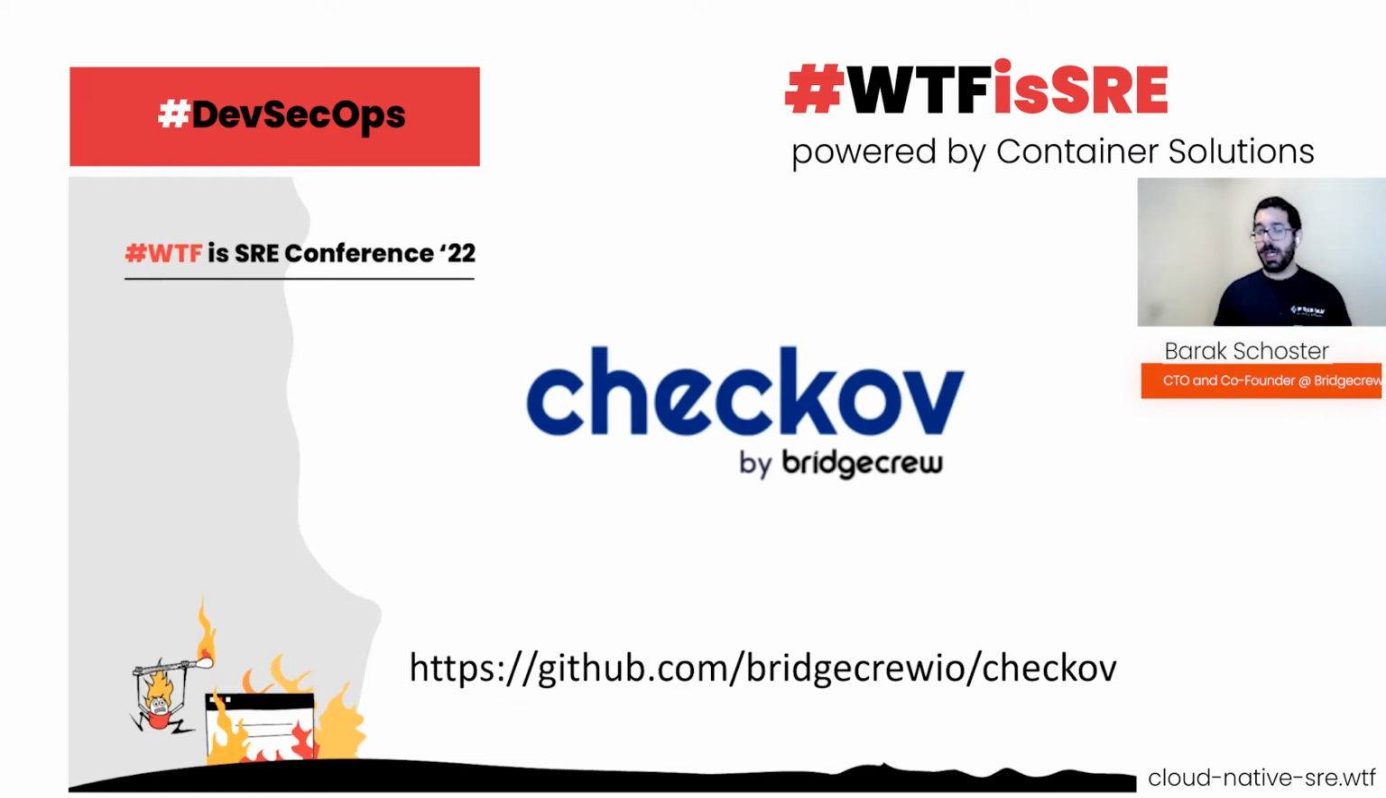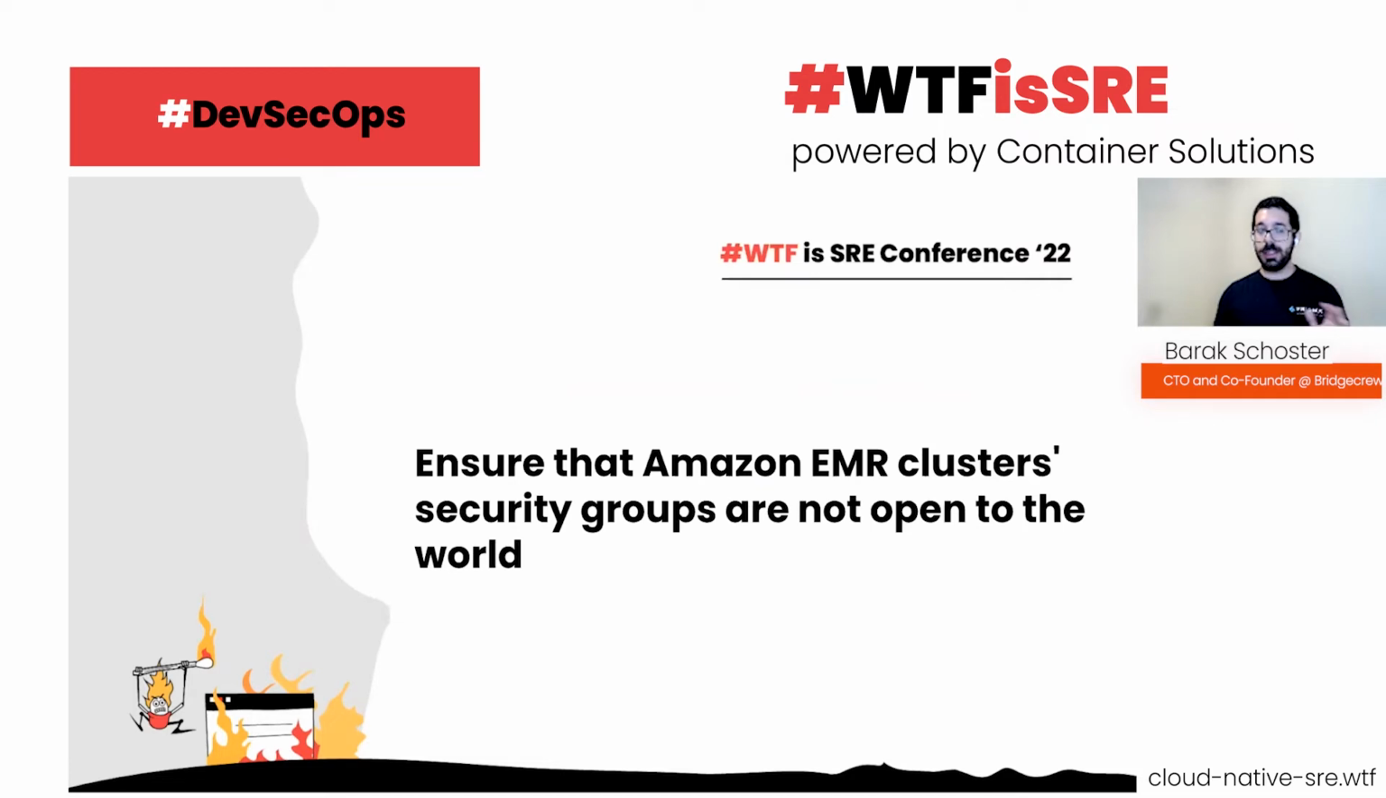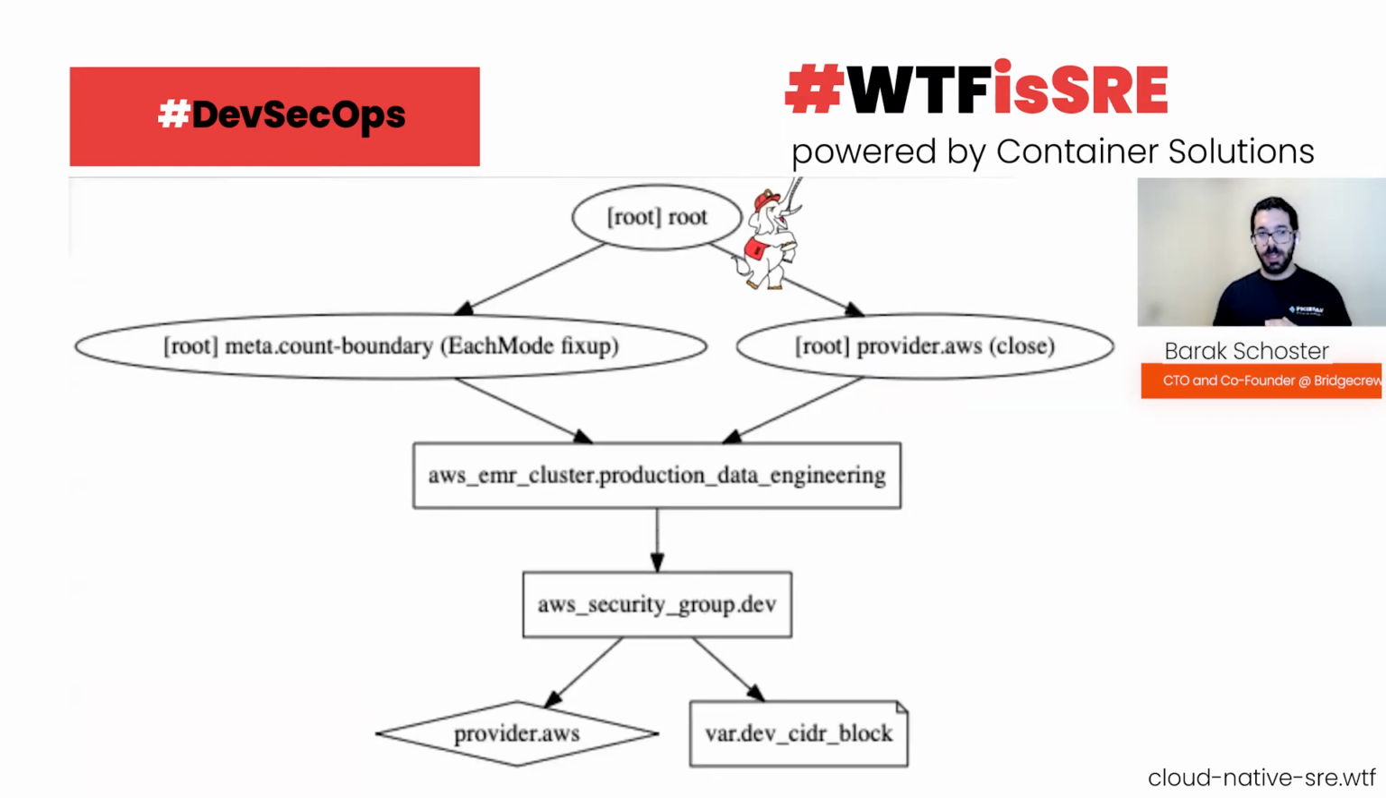So let's go back to our graph and see how we can ask the question of, is our EMR security group connected, open to the entire internet? We'll start by traversing from the root to the provider that we've defined in infrastructure. So now I haven't shown you the code of the provider, but it is defined in a different file.